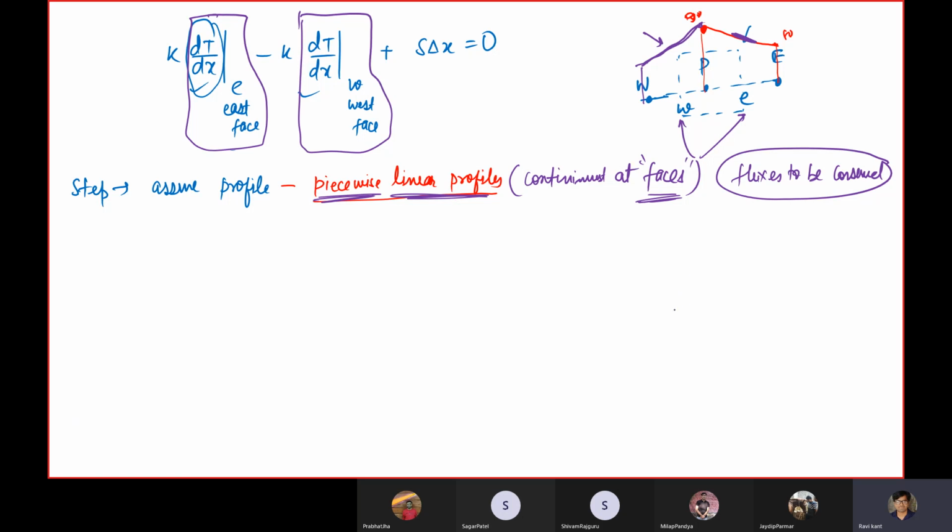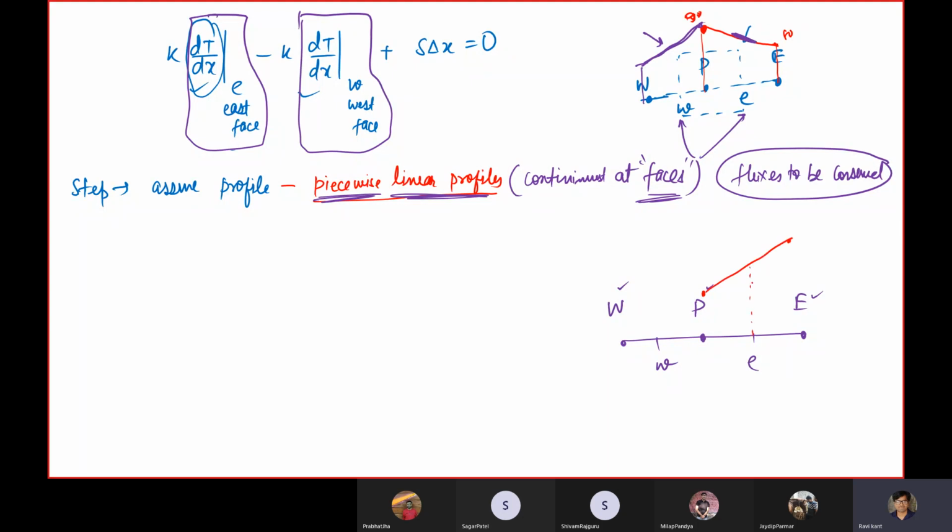somebody may come, some student may come, sir, I want to take a polynomial profile. I'll tell fine, you will take that. But there is a problem in that. Let's do that. This is your P, this is your east face, this is your west face, and now this is your east node, west node, P control volume, this is your west face, east face. Now somebody may come and tell that, and you can also keep your profiles, as long as this P is here, E is here, you join it.